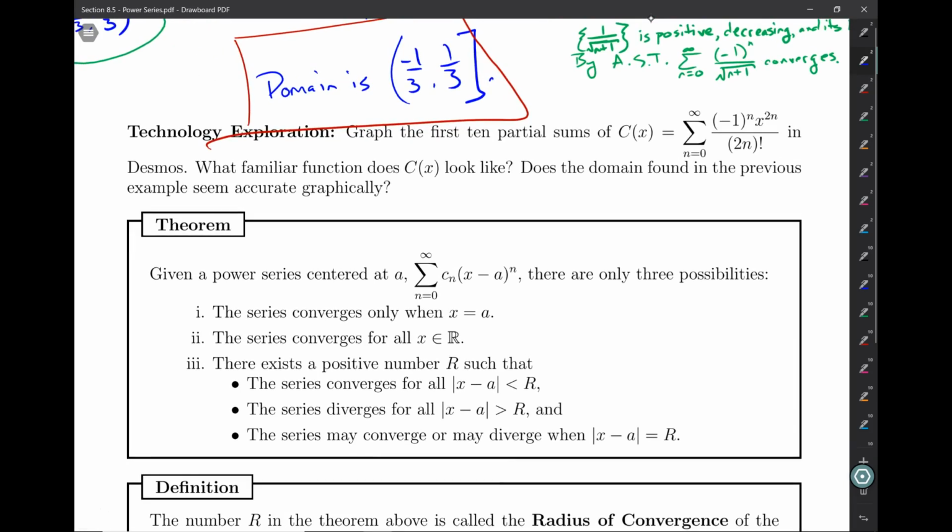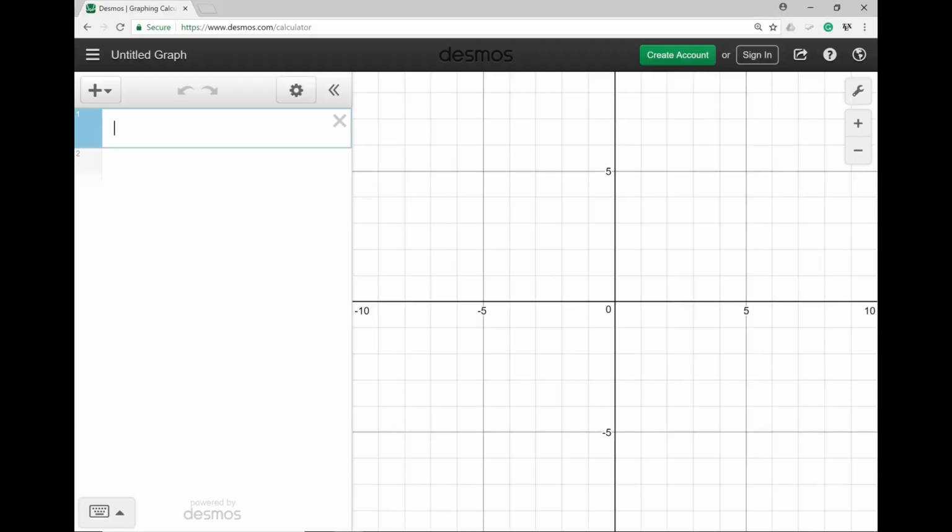Let's look at what the graph of one of these looks like. Let's look at the graph of c of x. Again, we're kind of limited with functionality in Desmos. We can't look at a sum as n goes from 0 all the way to infinity, but we can look at some partial sums and maybe get an idea of what this graph looks like. So, let's try that out. We are trying to graph (-1)^n x^(2n) over (2n)! as n goes from 0 to infinity. Let's try this out in Desmos.